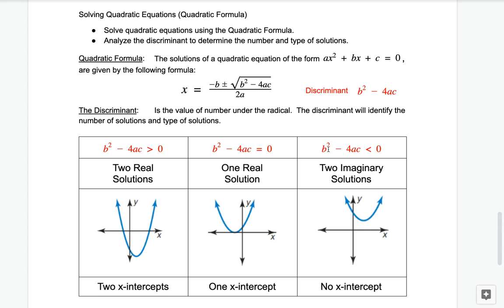If b squared minus 4ac is less than 0, meaning that it is a negative value, we'll have 2 imaginary solutions. Because if there was a negative value under the radical, we can't take the square root of that, so then we just leave it as no real solution.